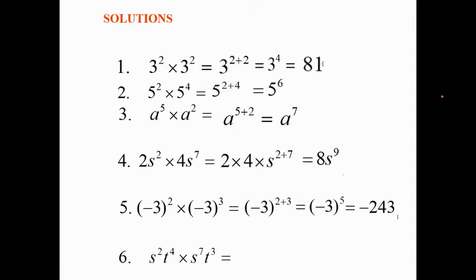Let's take a look at this one. What do you think it will be? That's right. We're going to have s 2 plus 7 and t 4 plus 3. So it's s to the 9, t to the 7th. Just a few more to make sure you understand what's going on.